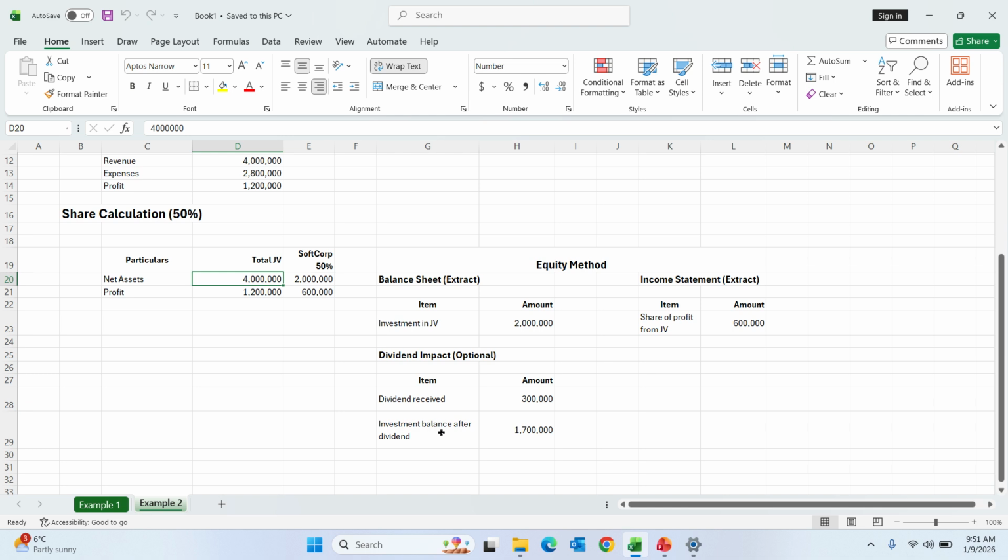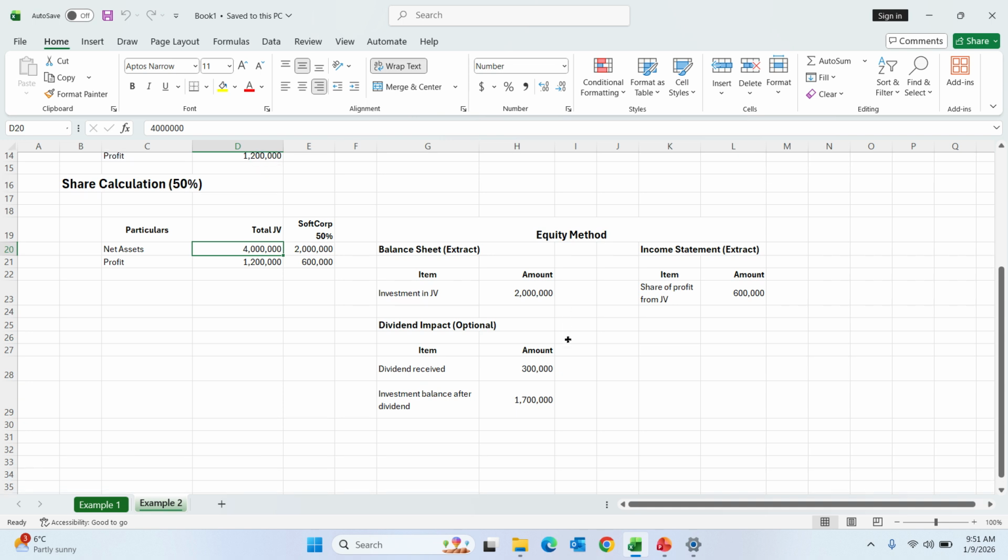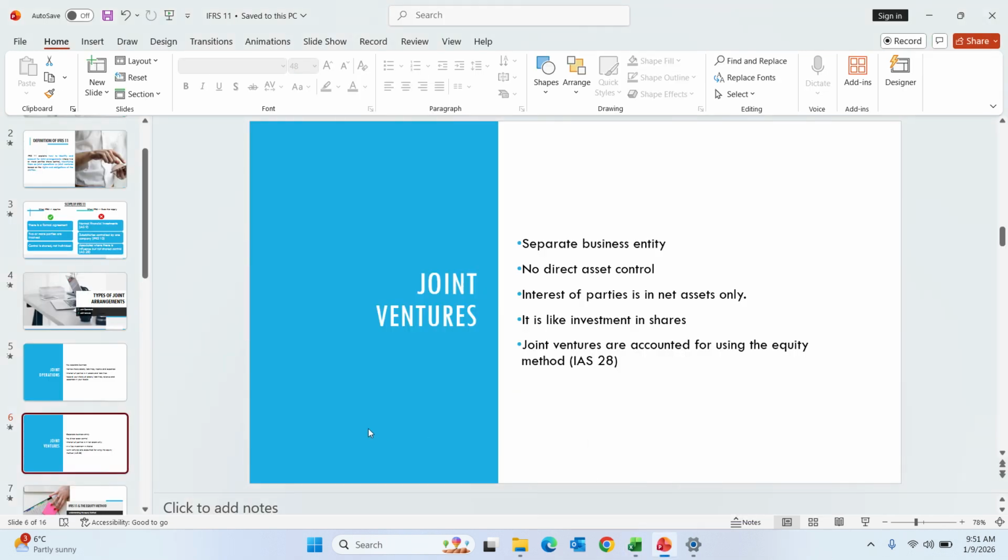So you see that the investment balance after dividend is reduced to 1.7 million. And in case of profit, this will increase by the profit amount. So now it will be 2.6 million. So this is how it works. I will explain the equity method in the next slide in more detail. Hope everything is clear by now.